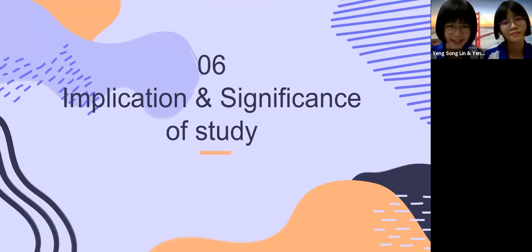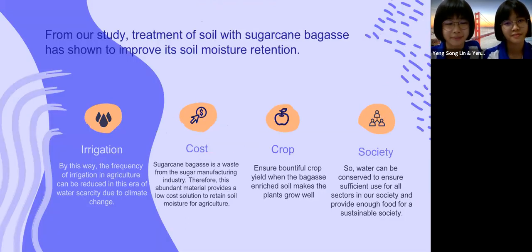Lastly, the implication and significance of our study. From our study, it is shown that by treating soil with sugarcane bagasse, soil moisture retention has improved. So, we can reduce the frequency of irrigation in agriculture. And as sugarcane bagasse is an abundant waste in the sugar manufacturing industry, we can obtain this source very easily and at a low cost.